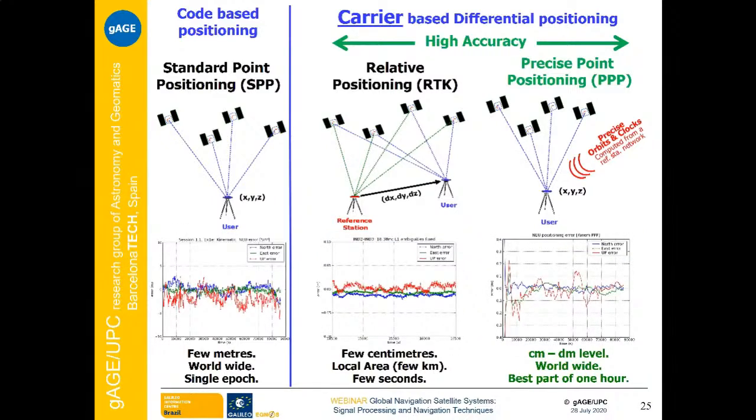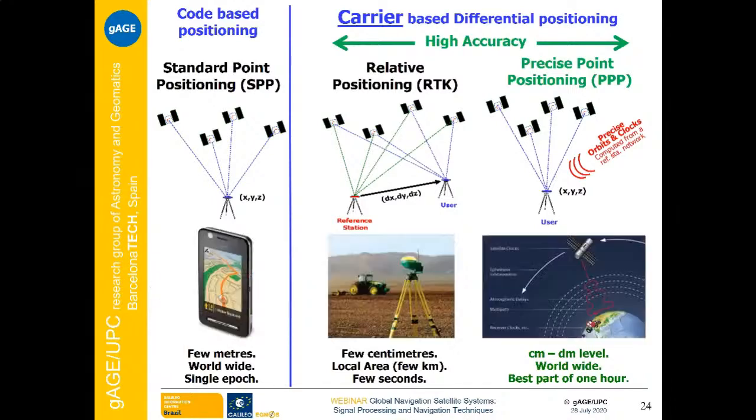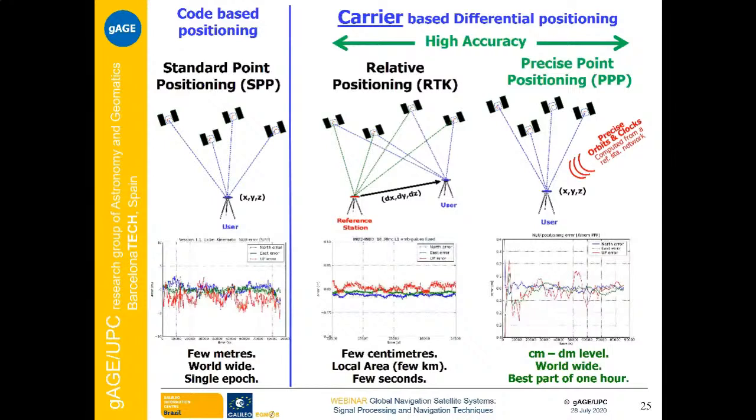Here we have an idea about these accuracies. In standard point positioning using code, the positioning we have in our mobiles, the accuracies are at the level of meters. Using RTK, we can achieve centimeter level. This means, in general, we can achieve 1 sigma in the horizontal component, 1 centimeter, and in the vertical component, 3 centimeters, 1 sigma, which is very, very good positioning. It is quite quick, in a few seconds. This means 15, 30 seconds, depending on the satellite geometry.